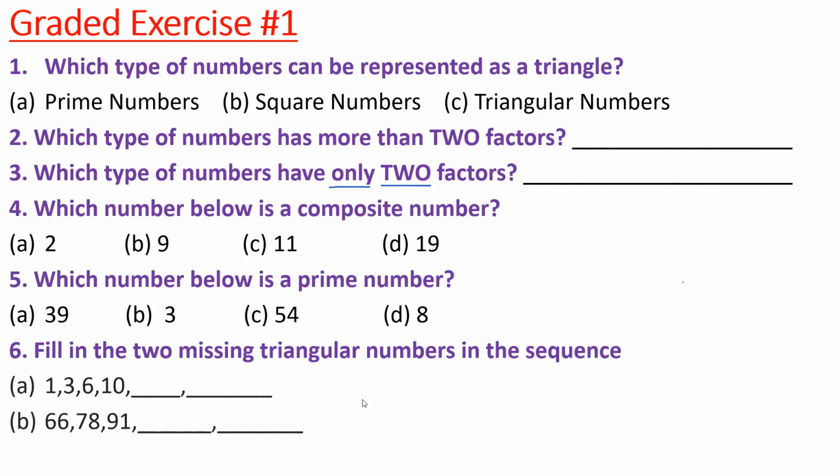Can I be excused for a couple of minutes, please? That's Brianna. Yes, you can. Go ahead, Reagan. For number 1, you say which type of numbers are represented as a triangle? Do you mean equilateral triangle? That's what I mean. Okay.